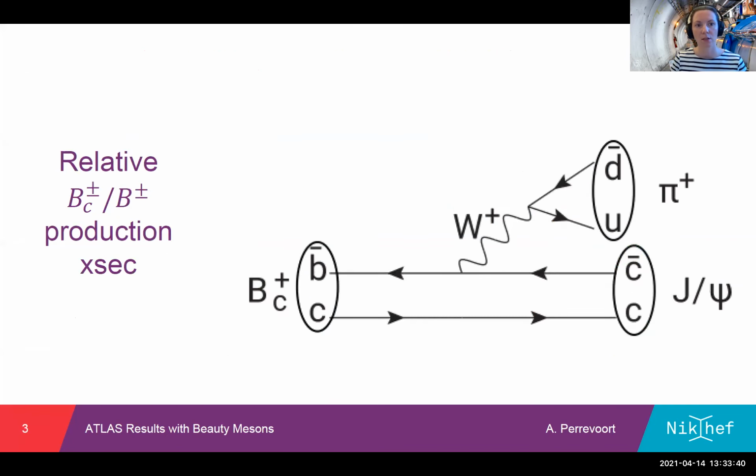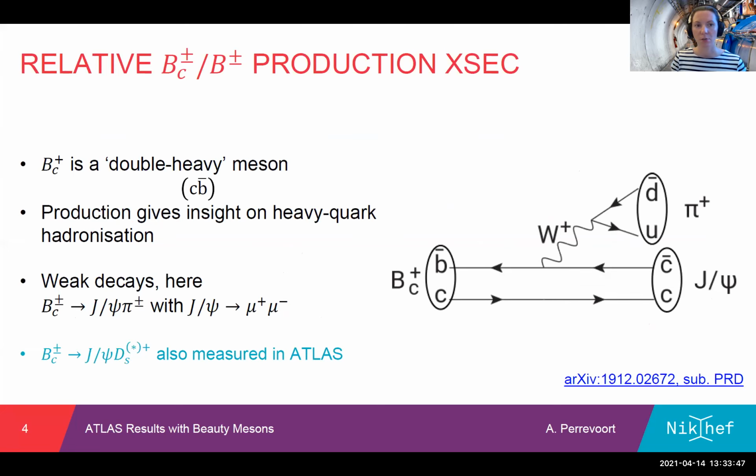And the first one is the relative B_c over B production cross-section. That is an interesting measurement because B_c is a double heavy meson, so it contains a charm and a bottom quark. And studying the production gives us insight on heavy quark hadronization processes. Of course, it is very short-lived. In the analysis I'm showing now, we are identifying the B_c via the weak decay into J/psi pi, and J/psi goes to dimuons. In ATLAS, we are also studying another decay channel, B_c to J/psi D_s or D_s star, which should come out also later this year.